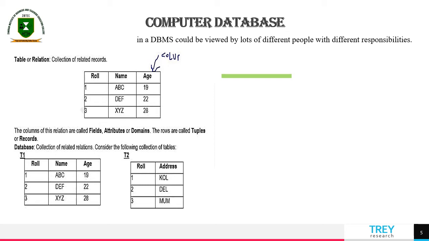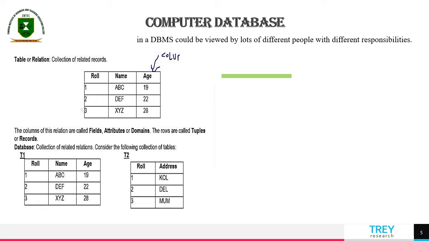We've got the numbers from 1 to 3, which are under law. Then the letters are representing the names. It can be the names of any person. Then the age is representing the number of how old someone is, how old the ABC is, how old the DEF is, and also how old the XYZ is. So this data has got meaning. We're able to know that this 19 is representing this person here who is in the first row.